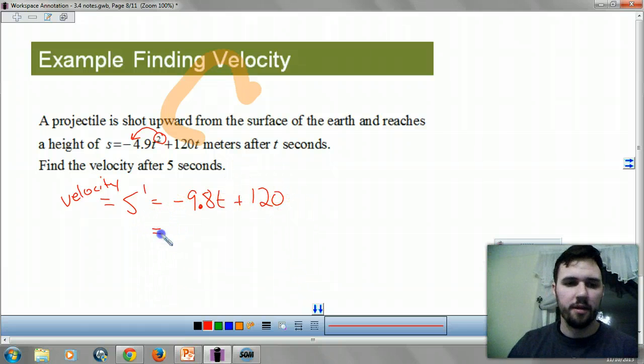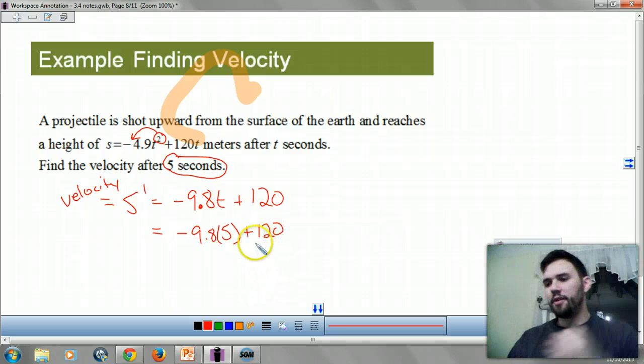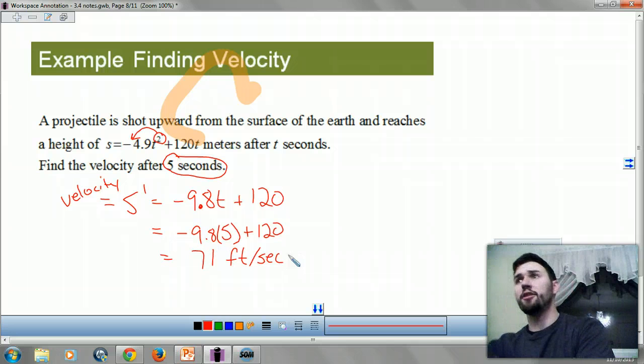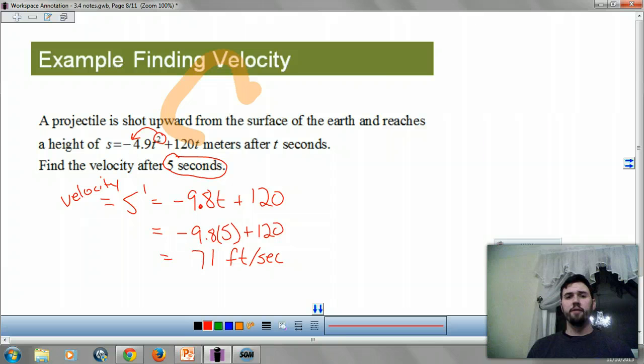So we're looking at after 5 seconds, so we plug in our 5 for t. And we plug that in, we get 71 meters per second. Okay, and it's a positive velocity because they're going in a positive direction. So take the first derivative, plug in your number, it gives your instantaneous velocity.